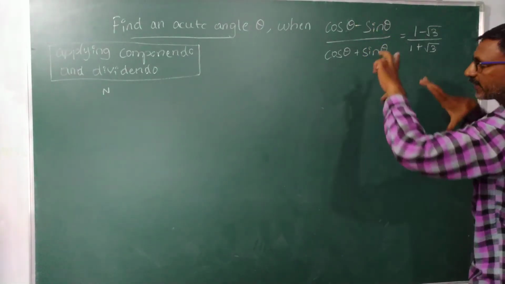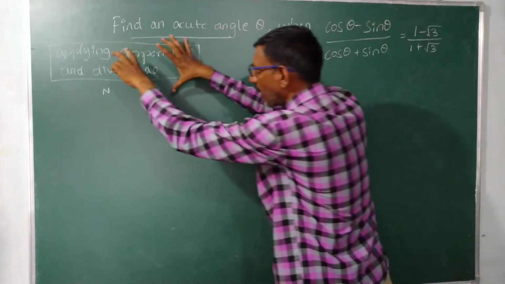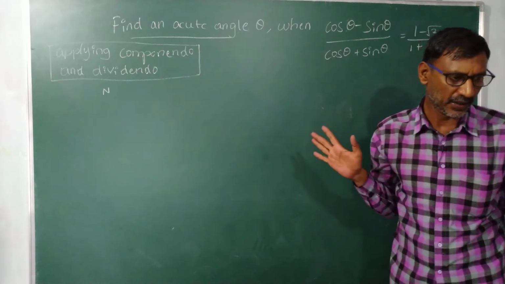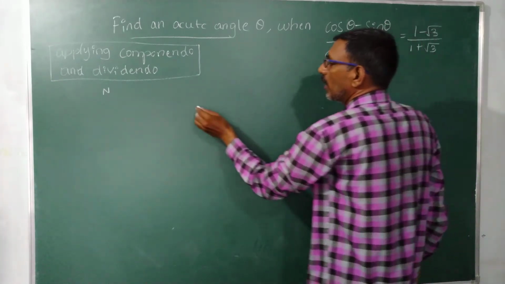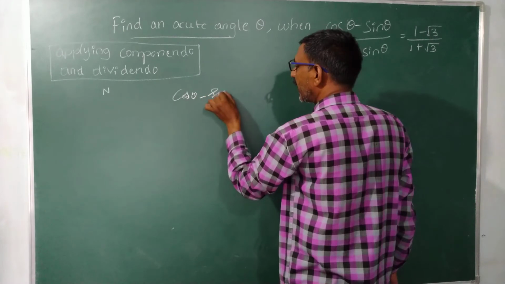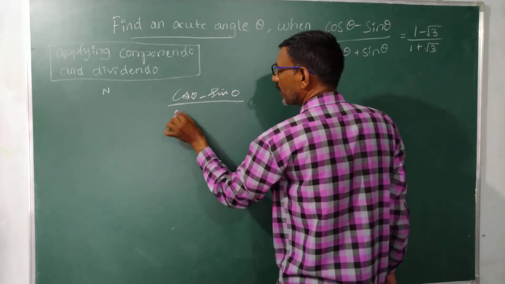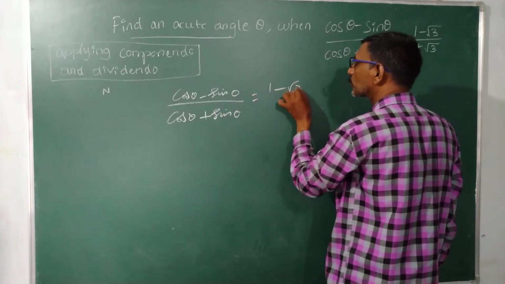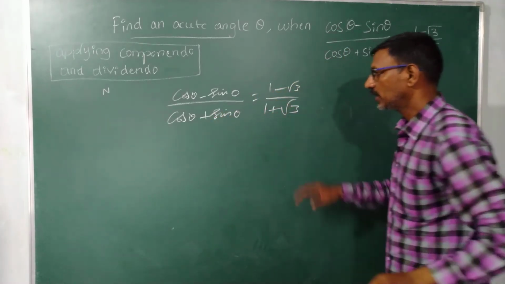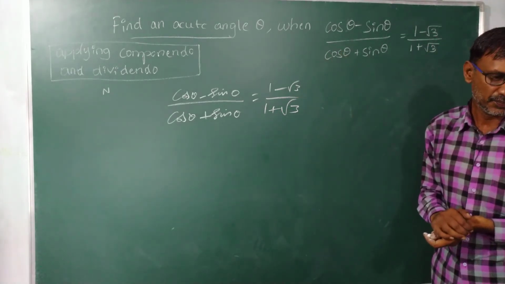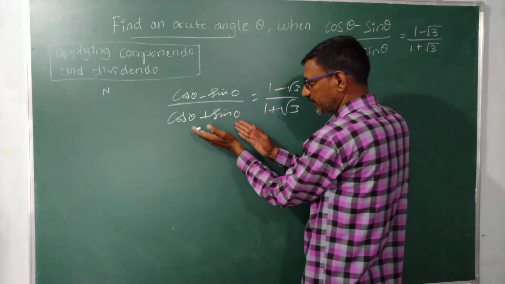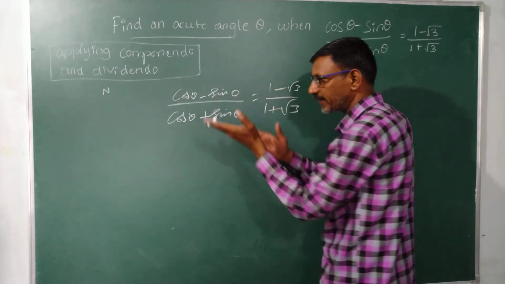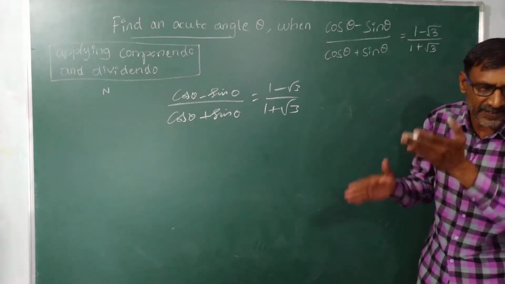Coming to the given problem, two ratios are given to me. I can apply componendo and dividendo to get an equivalent. Cos theta minus sin theta divided by cos theta plus sin theta is equal to 1 minus root 3 by 1 plus root 3. This is my numerator. I will add the denominator to the numerator, at the same time I will subtract, and I will take the ratio.